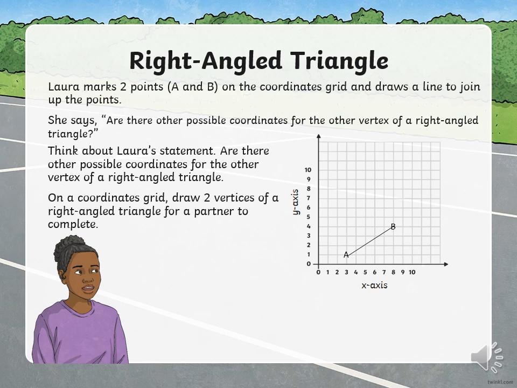On a coordinates grid, draw two vertices of a right angle triangle for a partner to complete. So you've got your A and B. Now what you need to do is: there are two other possible points you could plot on the grid to complete to make a right angle triangle.